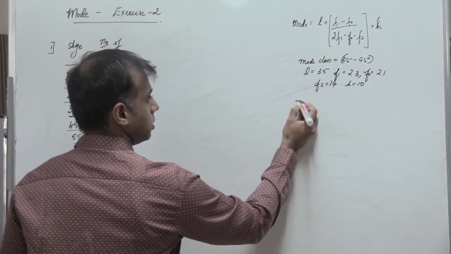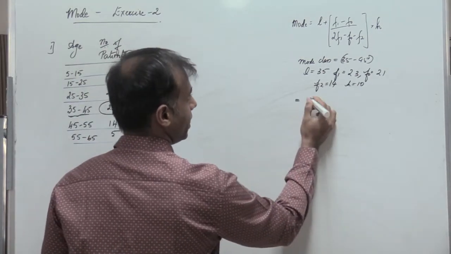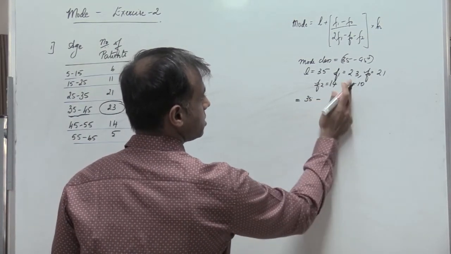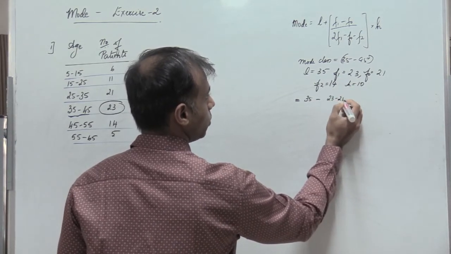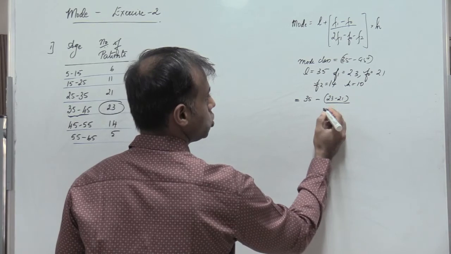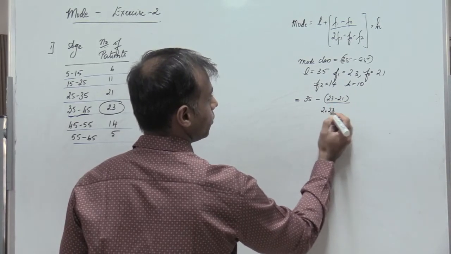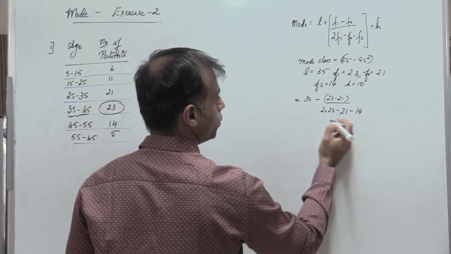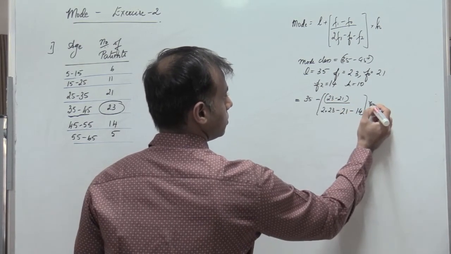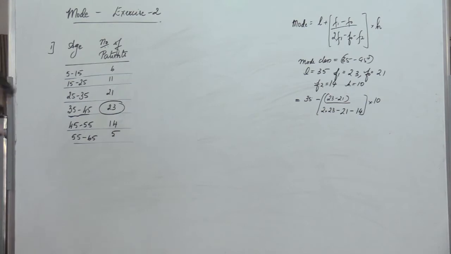So using this formula, we find the mode. The mode for this given distribution is 35 plus (F1 minus F0, which is 23 minus 21) divided by (2 into 23, F1, minus F0, 21, minus F2, which is 14), into H, which is 10.